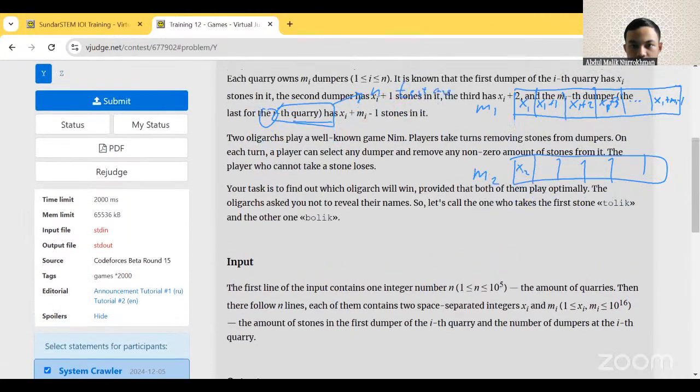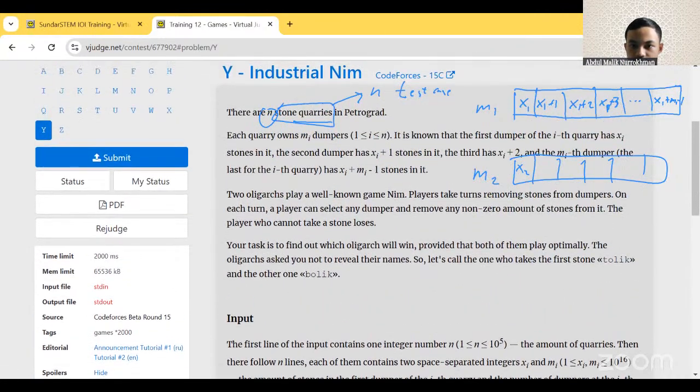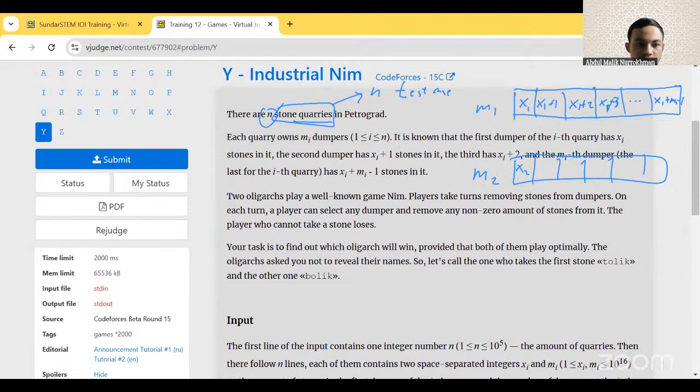And then what shall we do for this array? So there is a game. Do you know a well-known game called NIM? Do you know the rule? Yes, all right. Have you played it with your friends? No, all right. Yes. Okay.